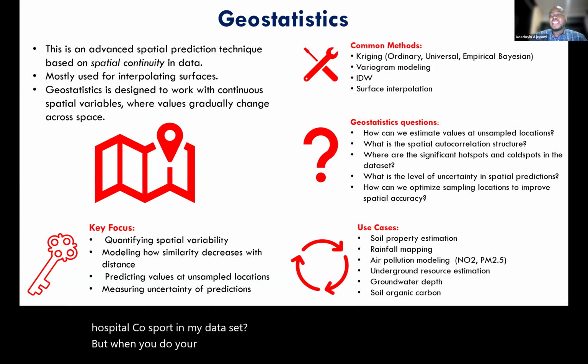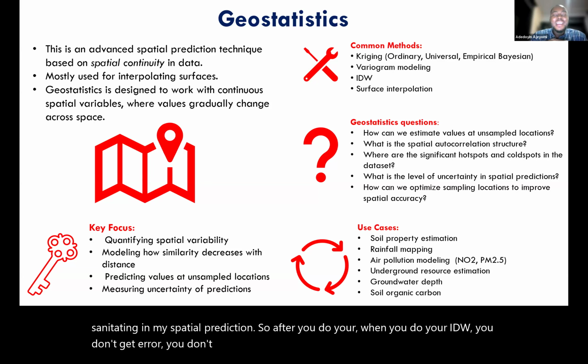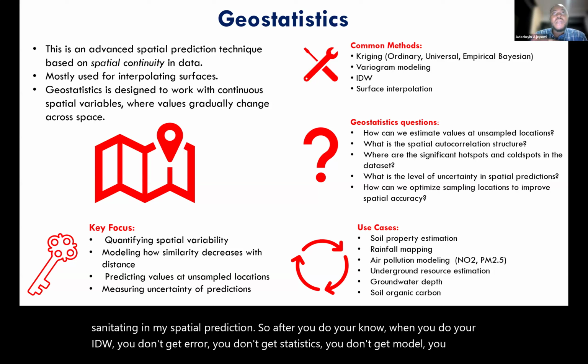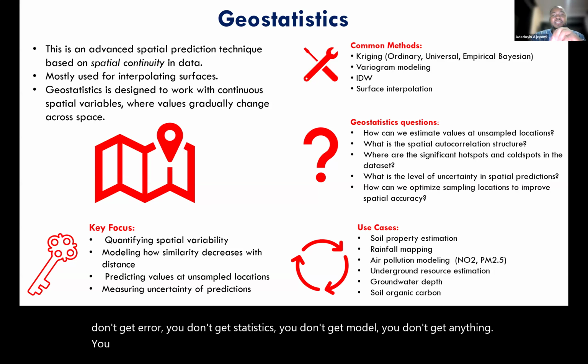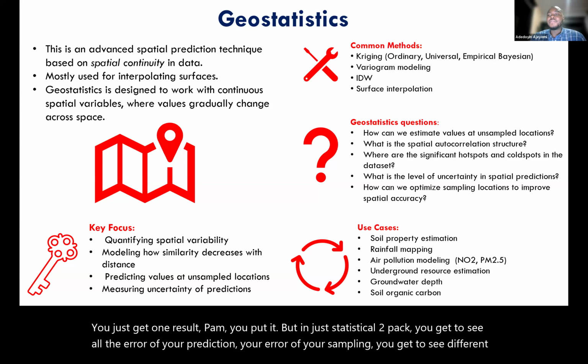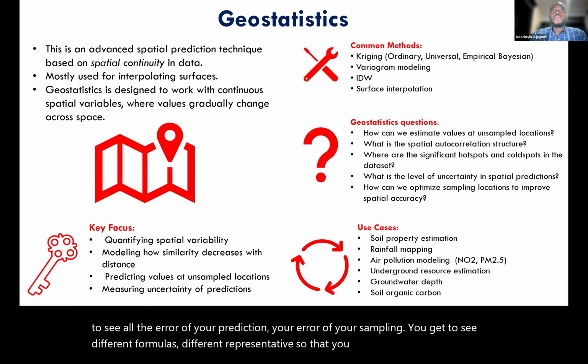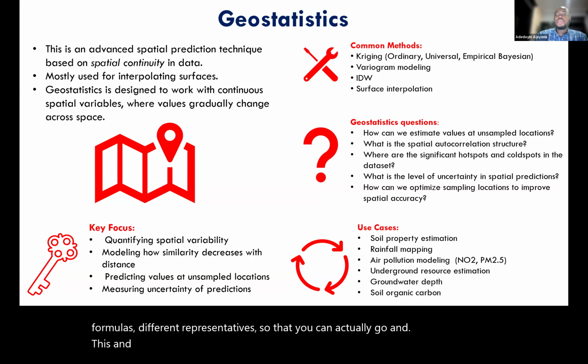What is the level of uncertainty in my spatial prediction? When you do your IDW, you don't get error, you don't get statistics, you don't get a model, you don't get anything. You just get one result, bam. But in geostatistics, you get to see all the error of your prediction, the error of your sampling, different formulas, different representations, so that you can actually go and present this and tell them how good your model is performing. It also helps you to optimize sampling.